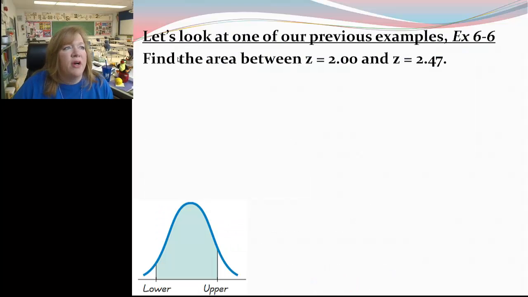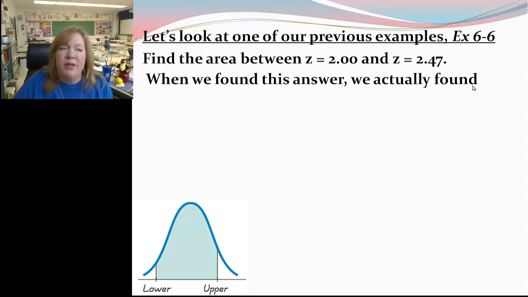Let's look at one of our examples that I've already done, which is example 6.6. They wanted you to find the area between 2 and 2.47. When we found this answer, we actually found the probability of z being between 2 and 2.47. If you remember from the previous lesson, the area is the probability.